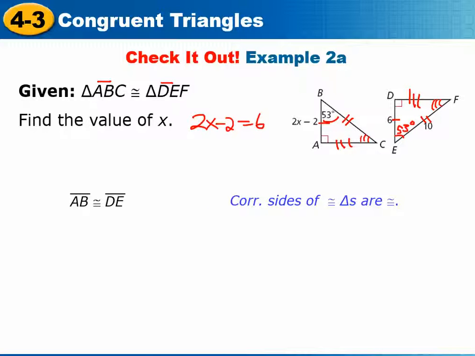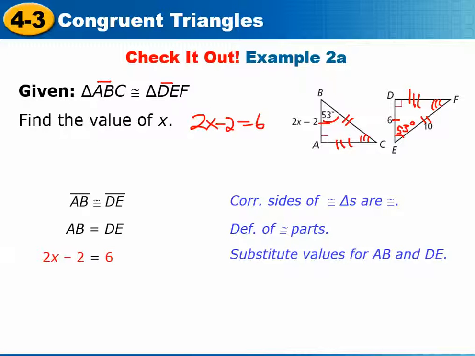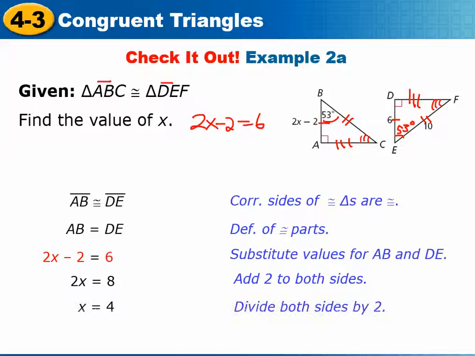So in order to proceed step by step, they're labeling their sides that are congruent. Definition of congruent parts means that if you have congruent segments, then their lengths are equal. And then they substituted in and wrote their equation and solved for x. So x is 4.